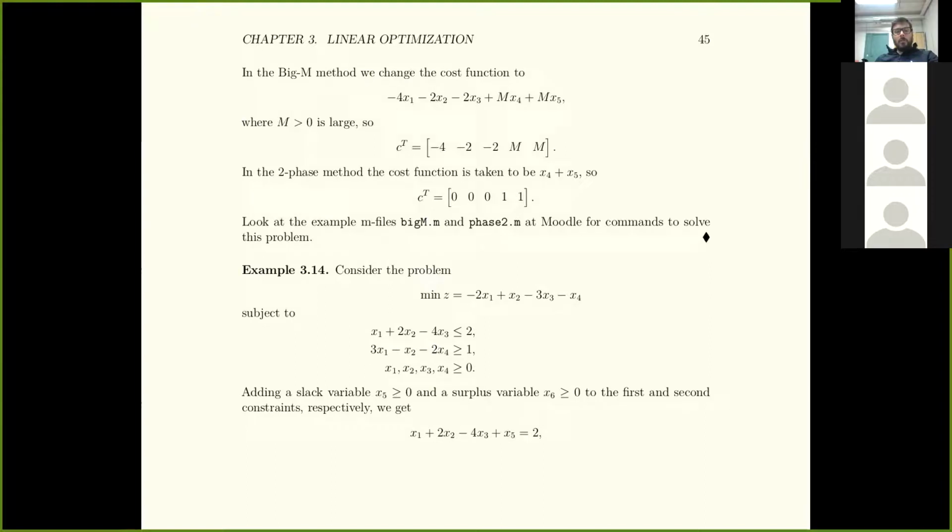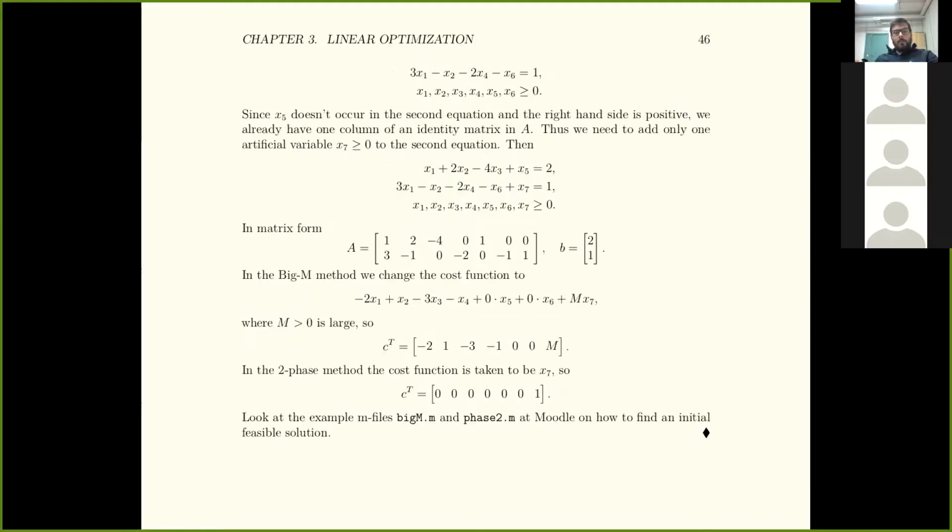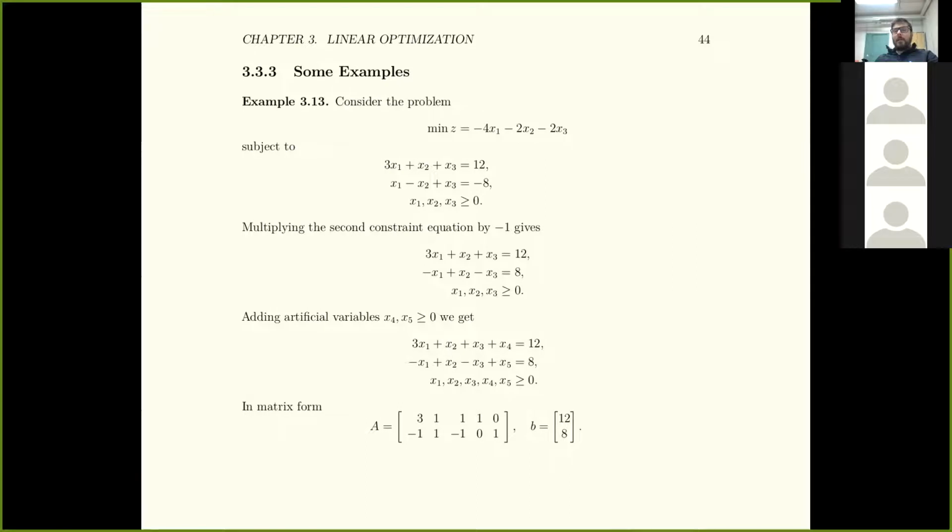Here are some examples, but I'm going to skip them for now. There are example M files for doing that. And we'll talk about duality on Thursday. So I'm going to stop the recording now.